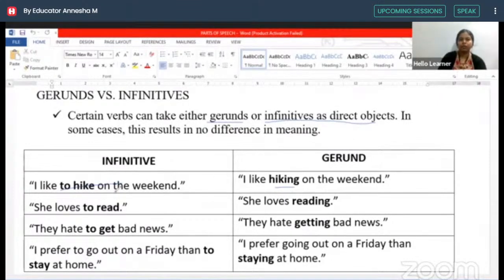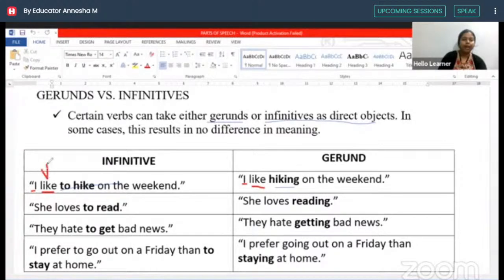I like to hike on the weekend. I like hiking on the weekend. पूरा same है sentence. एक में हम infinitive लगा रहे हैं, दूसरे में gerund. So क्या है difference क्या है? I is the subject in both of the sentences. Very simply put, I is the subject in both of the sentences. Verb क्या है हमारा? Main verb है like. दोनों का same verb है हमारा like.